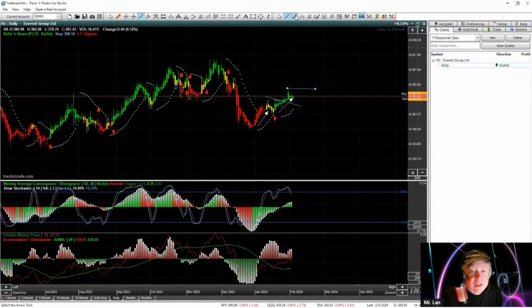This could be, if we were to label these, that's the A drive, so this would be the B drive, broke out, B drive. So that's B1 right there. Let's use this little tool. So that's B1 on our count right there. So this little pullback right in here, if it breaks down in here and starts to go higher, that would be B2.